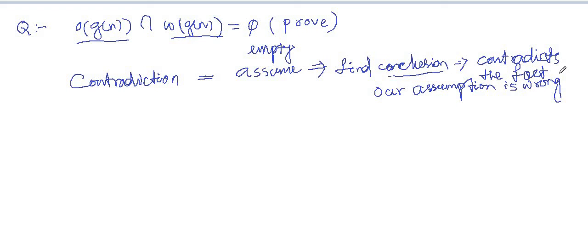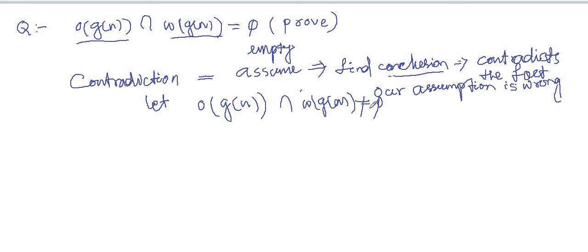So this is the process of using contradiction. Okay, so here I'm assuming let small o of gn intersection small omega of gn is not equals to phi. So if this is not equals to phi, then there will be some function that belongs to this and belongs to this, means there will be some common function between them. Let's say that common function be tn.